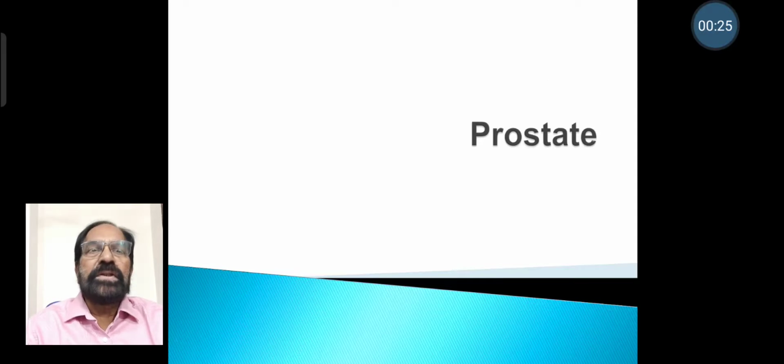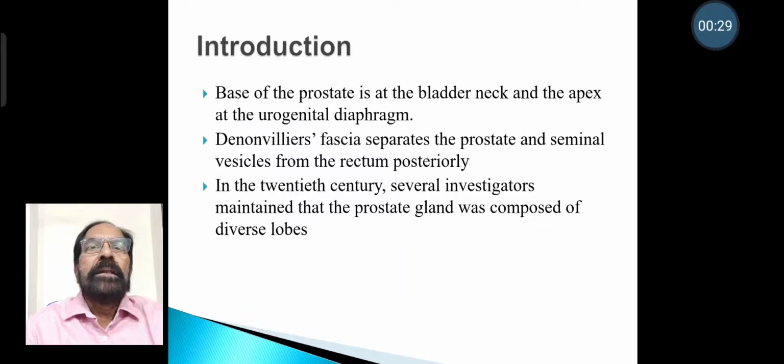So we start with the prostate. The base of the prostate is at the bladder neck and its apex at the urogenital diaphragm. Denonvilliers' fascia separates the prostate and seminal vesicles from the rectum posteriorly.